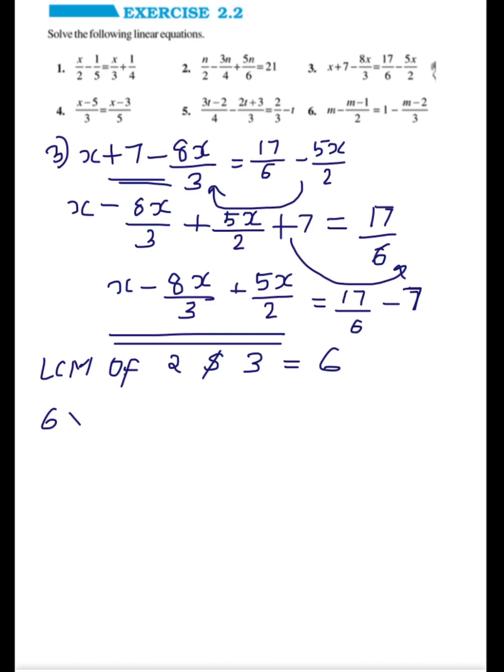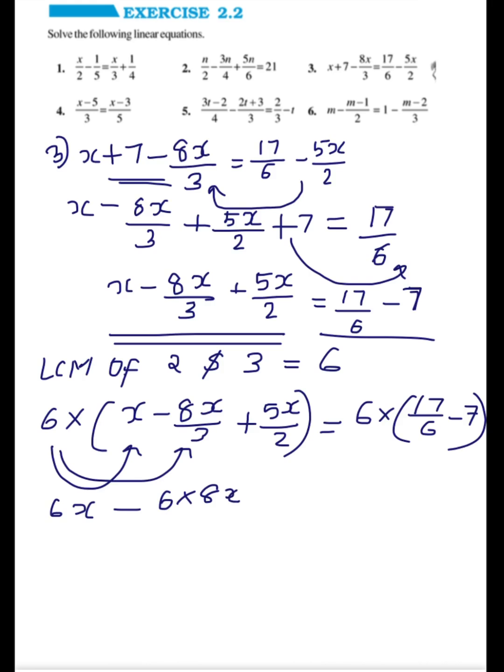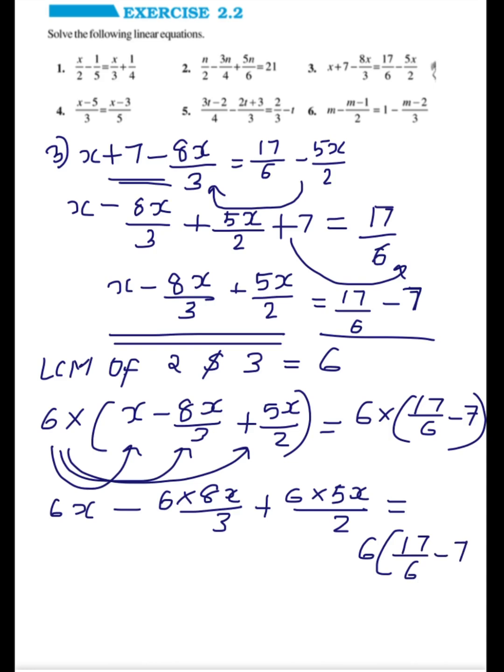Multiplying both sides with 6 will give 6 into x minus 8x by 3 plus 5x by 2, is equal to 6 into what is on the right-hand side, that is 17 by 6 minus 7. In this way you have to write. Now let's open the bracket. 6 into x is 6x, minus 6 into 8x by 3, plus 6 into 5x by 2, is equal to 6 into 17 by 6 minus 7.